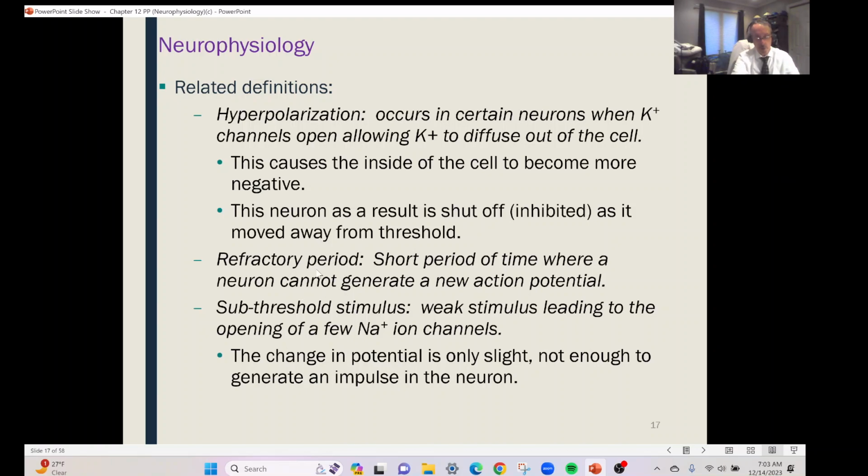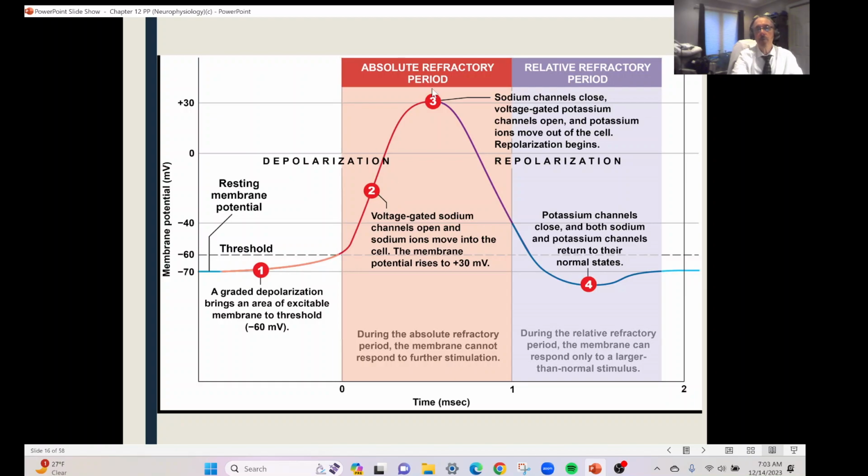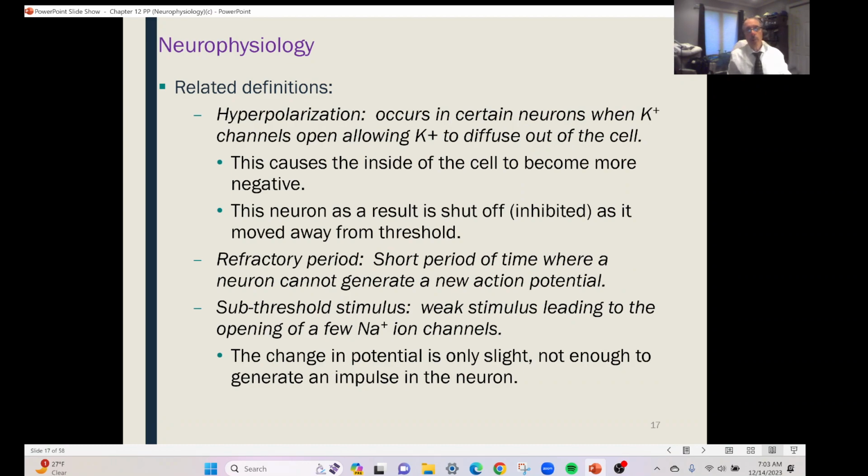I didn't put it in the notes here, but there are two types of refractory period. Again, the absolute refractory period is if we stimulate this neuron while it's firing, while it's in depolarization and the majority of repolarization. It's not going to happen. We're not going to get a new action potential. But if we stimulate it perhaps at this point, near the end of repolarization, anywhere along here, then we could get another action potential.